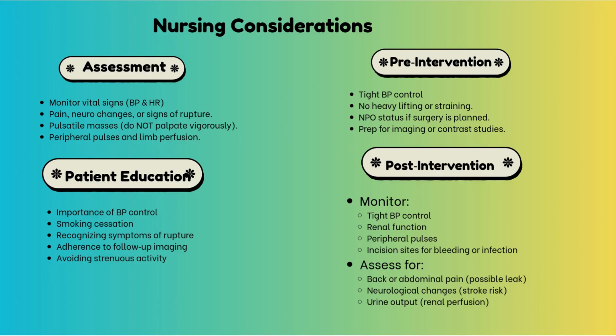What is your role as a nurse in all this? Monitor vital signs, especially blood pressure and heart rate, assess for pain, neurological changes, or signs of rupture. Check for pulsatile masses. Do not palpate vigorously, it can burst open the aneurysm. Monitor peripheral pulses and limb perfusion.